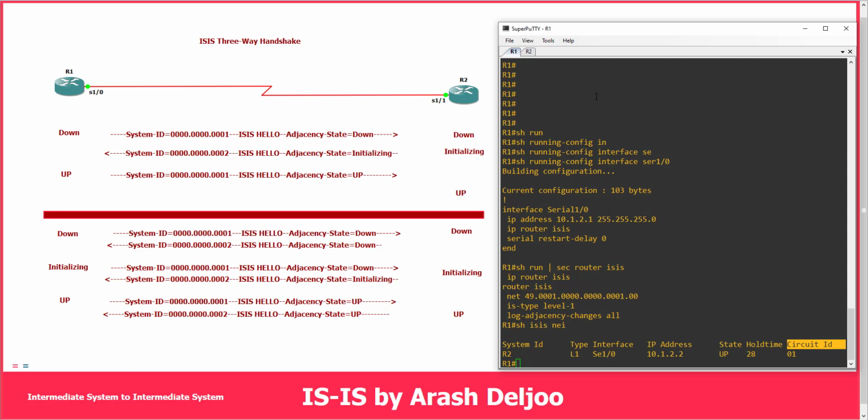So easy, because, for example, assume that R2 has two interfaces with ISIS configuration on them, serial 10 and serial 11.